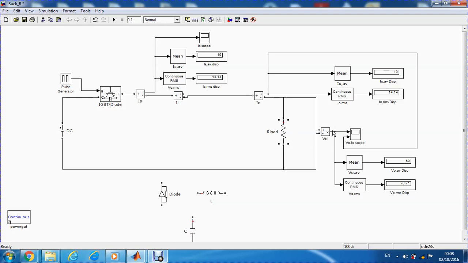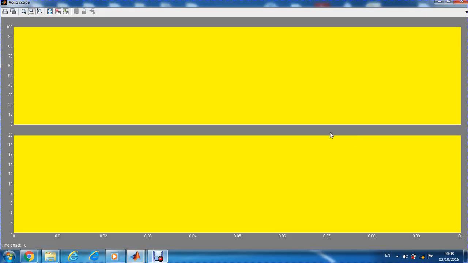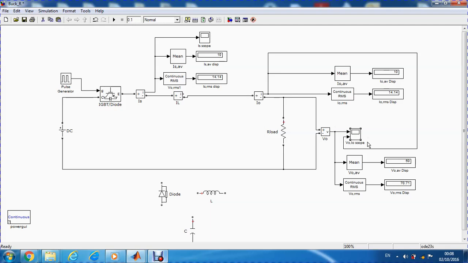The output voltage I can measure with this device, which is the mean value and will tell us the average value, and the RMS value of the voltage output will be shown here. Now this oscilloscope is just to show the waveforms of the output voltage and the output current, as you can see here. Let's start and see what goes on in the simulation.